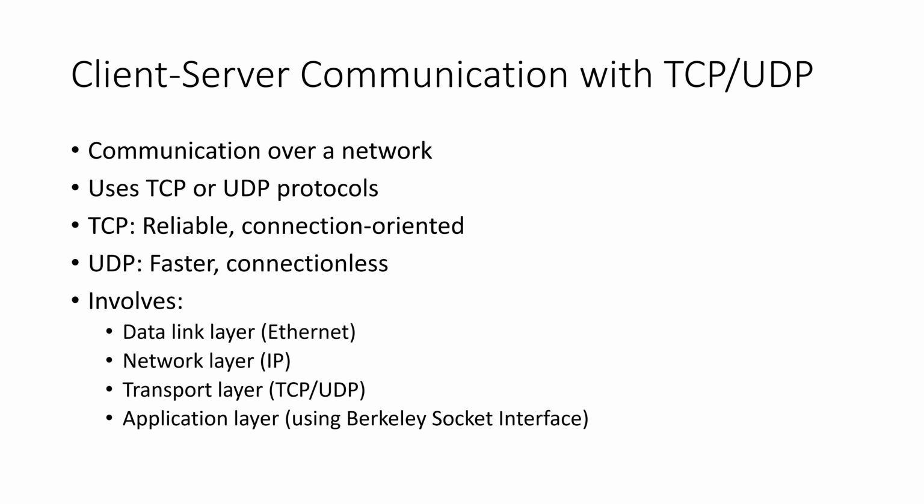Below that, the data link layer might be Ethernet or Wi-Fi. The network layer uses IP to route packets. The application layer interacts with these lower layers through something called the Berkeley socket interface, which acts as a bridge between network protocols and the application. Each layer has a specific role, and together they enable seamless, structured communication between client and server.